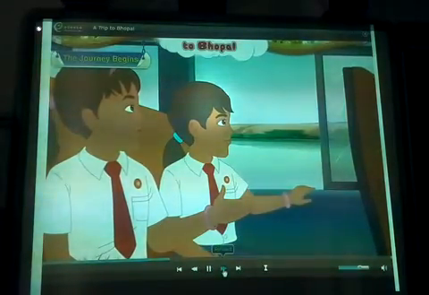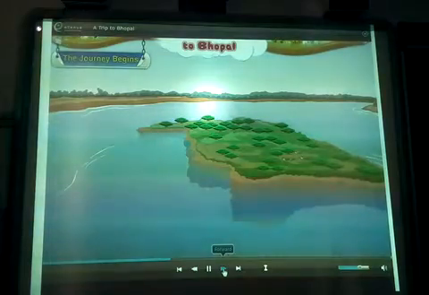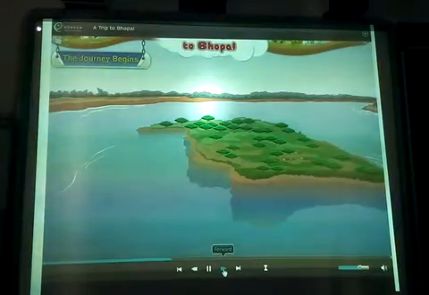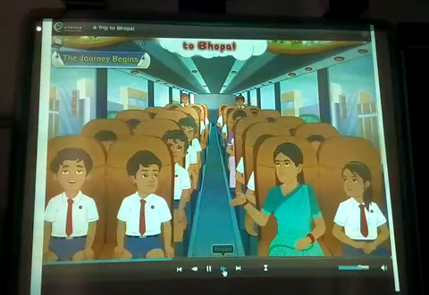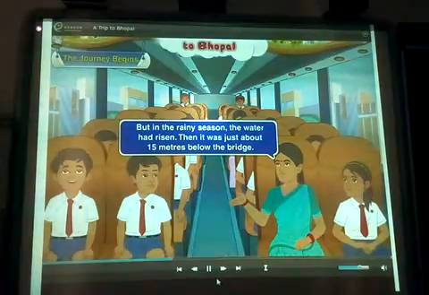Everyone looks down at the river. Mr. Rakesh says, the water level now is quite low. It must be about 40 meter below the bridge. Miss Asha says, but in the rainy season, the water had risen. Then it was just about 15 meters below the bridge.